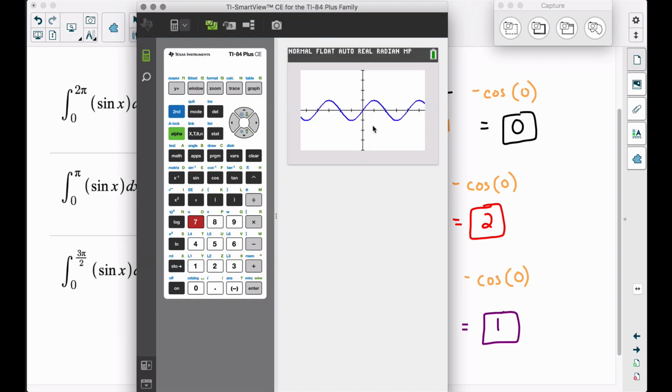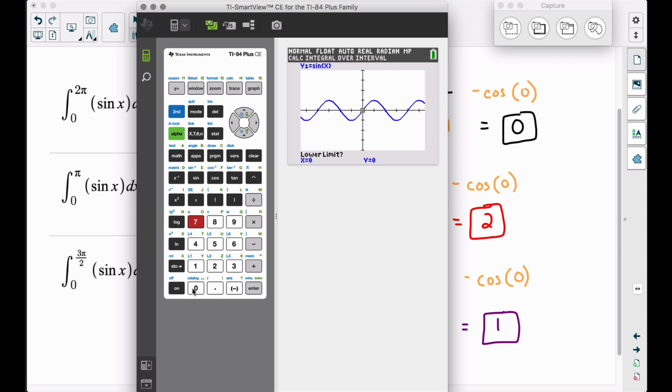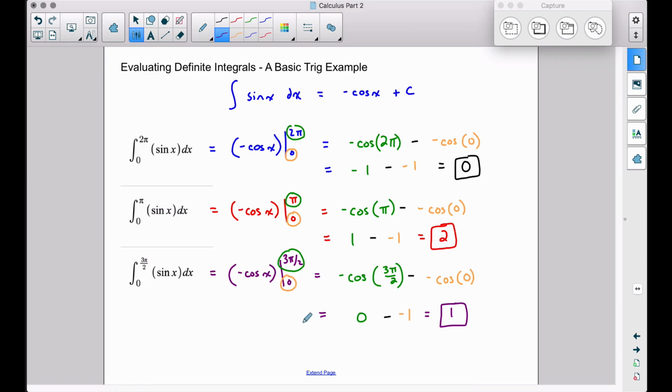And let's make sure we visually understand that. We're going from 0 to 3 pi over 2. We've already said this entire area here is 2, and half of this is going to be negative 1. So 2 minus 1 gives us that answer of 1. Let's verify that. Second trace, number 7. Let's go from 0 to 3 pi over 2. And notice we get an answer of 1. We have a positive 2 and a negative 1. That's how we're getting that 1. And there you have it, a basic trig example involving definite integrals.